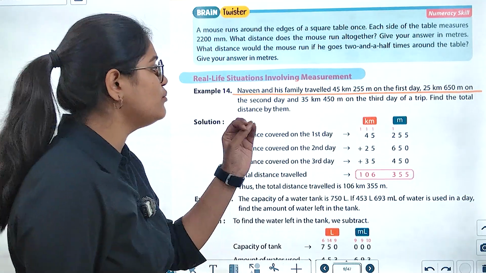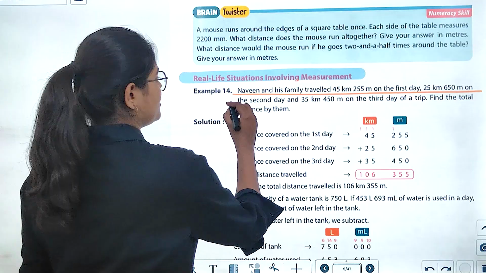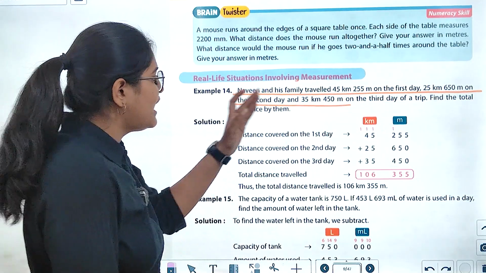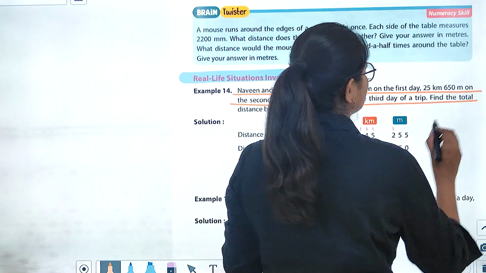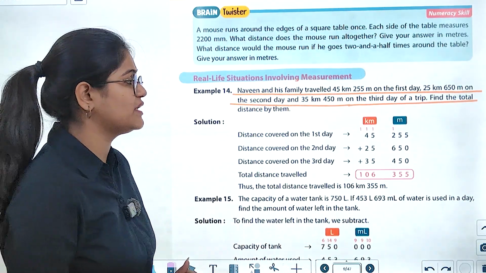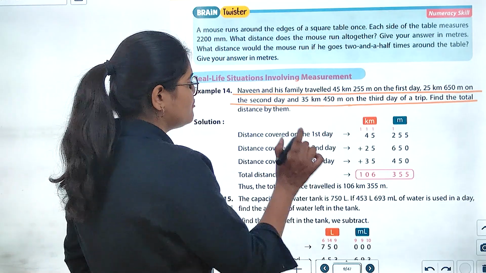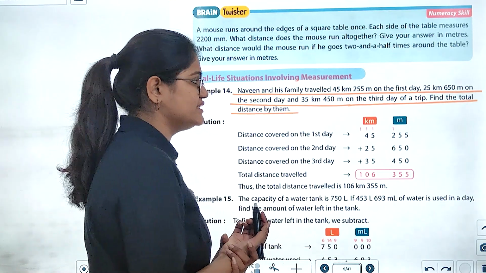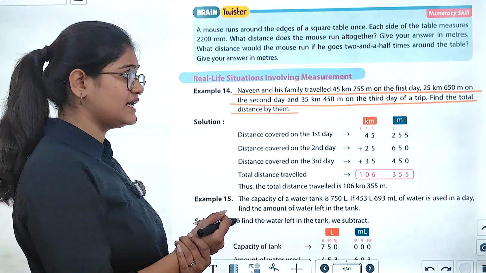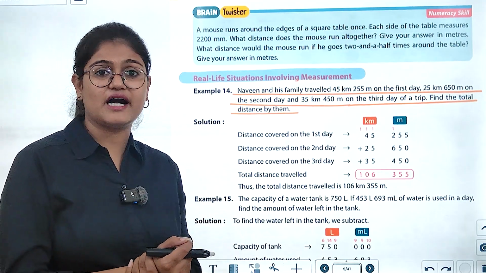Then 25 kilometers, 650 meter on the second day. इतना kilometers on the second day. And इतना distance on the third day of the trip. Right? तो 3 दिन का distance यहाँ पर हमें दिया गया है. Find the total distance by them. तो अब हमें टोटल डिस्टेंस का पता लगाना है जो कि उन्होंने ट्रैवल किया.